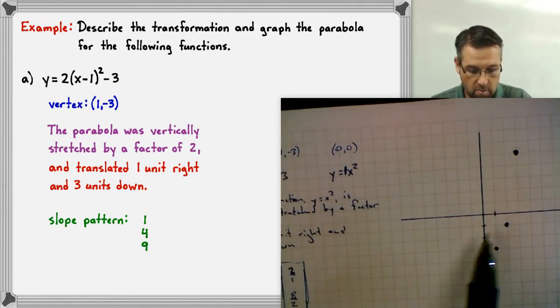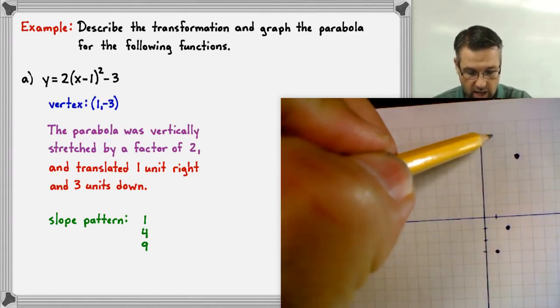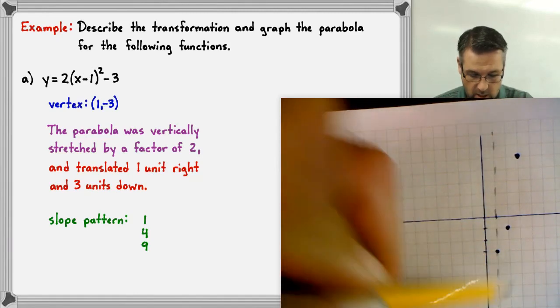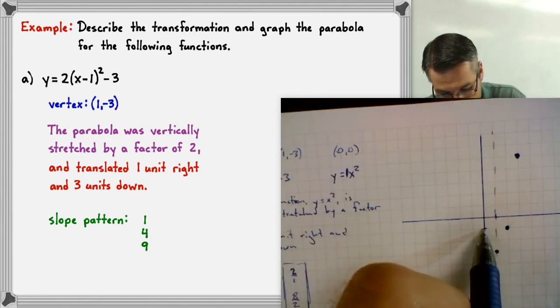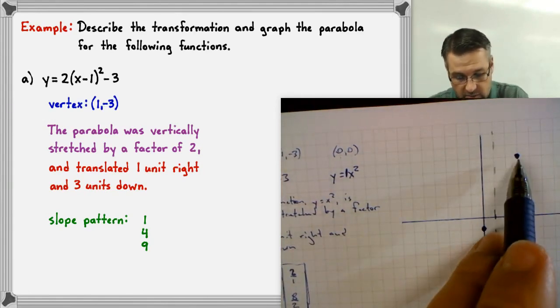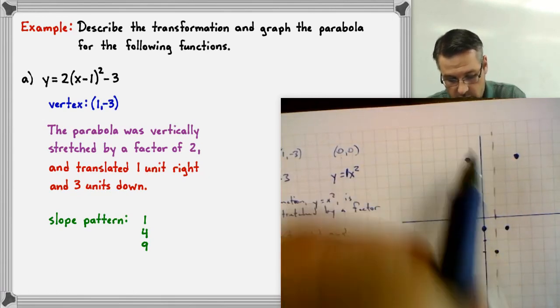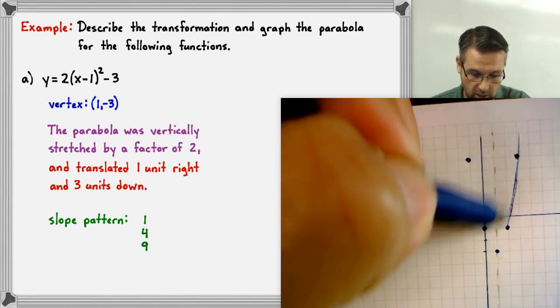Now remember, we want to reflect those points across the axis of symmetry. So I'm going to draw my axis of symmetry here. And we're going to say, okay, this point is 1 unit away from the axis of symmetry. So I'm going to fill in another point on the other side that's 1 unit away. Same thing with this point. This point's 2 units away. So the other point will be 2 units away on the other side. And so there we have graphed our parabola.